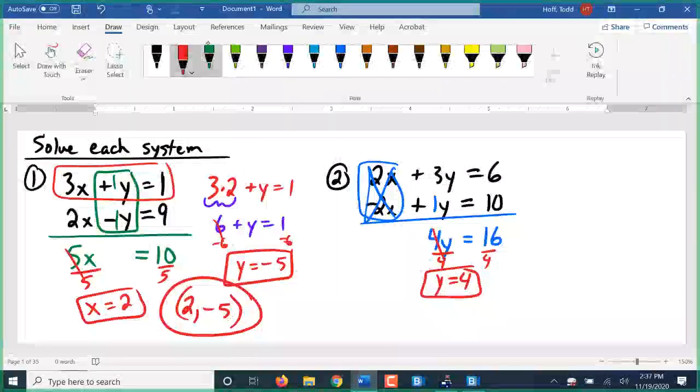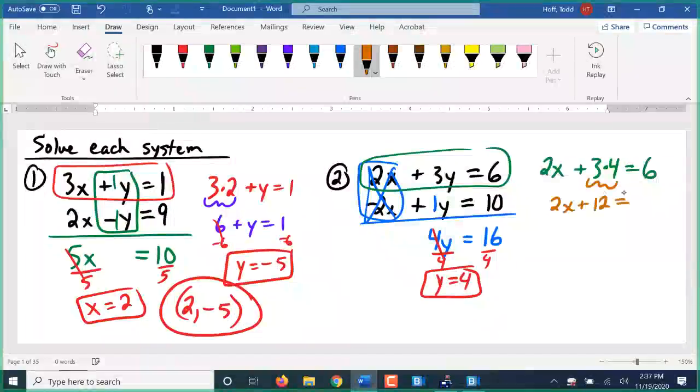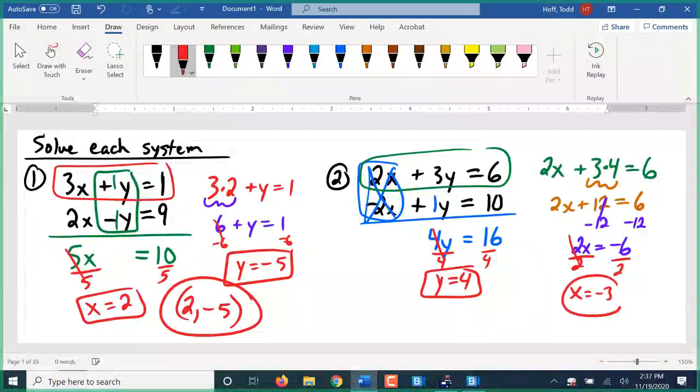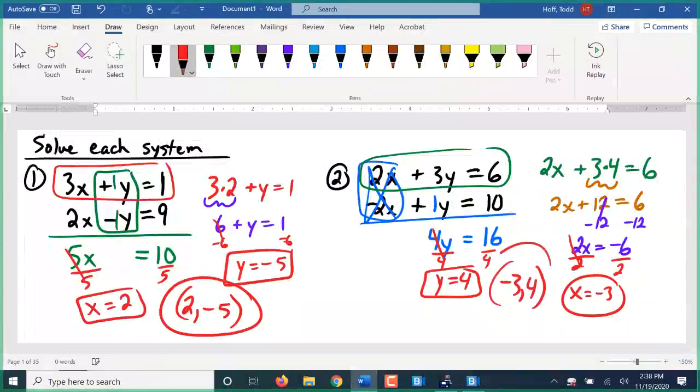Next, we have to find x. I'm going to go up to the top equation since it's all positive. 2x plus 3y becomes 2x plus 3 times 4 equals 6. We combine what we can. The 3 times 4 becomes 12. So it's 2x plus 12 equals 6. We will subtract the 12. 2x equals negative 6. And divide by 2. X equals negative 3. So our solution here, we have x is negative 3 when y is 4. That's our ordered pair.